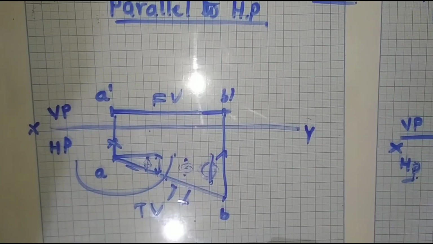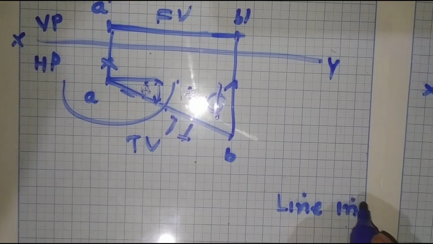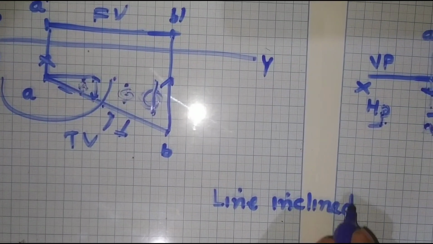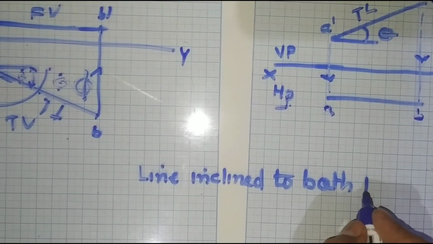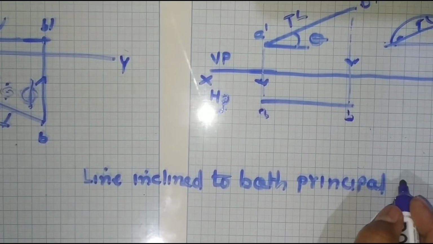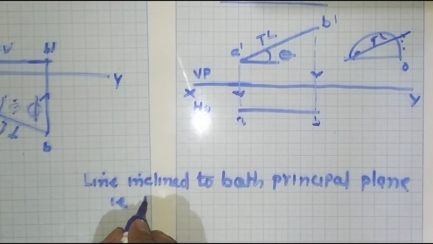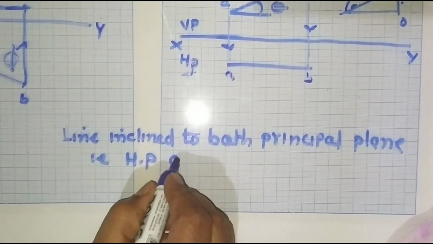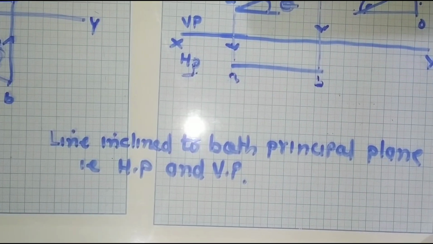In the next lecture, you will see a line inclined to both principal planes, that is HP and VP. Okay, thank you.